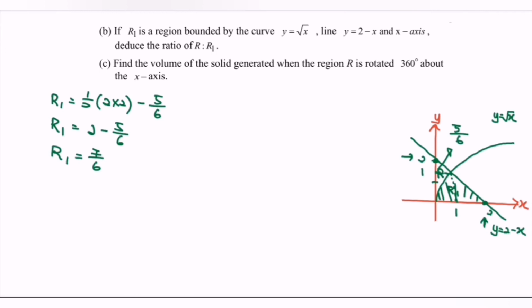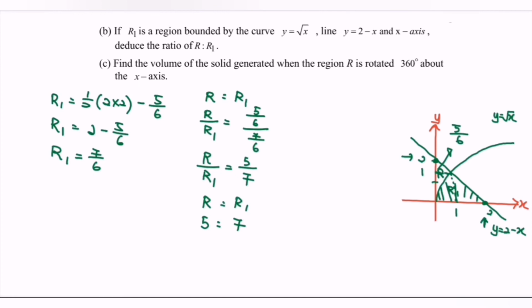Kindly refer to the situation. The question mentioned to deduce the ratio R to R1. So here we have R over R1, where R equals 5 over 6 and R1 equals 7 over 6. If we simplify, R over R1 will be 5 over 7. So in ratio form, R to R1 is 5 ratio 7. So that is the solution for part B.